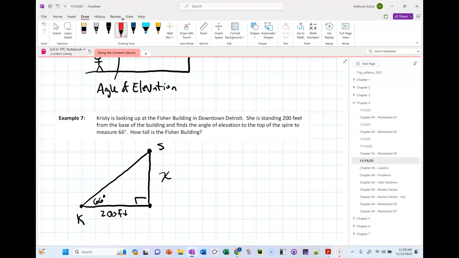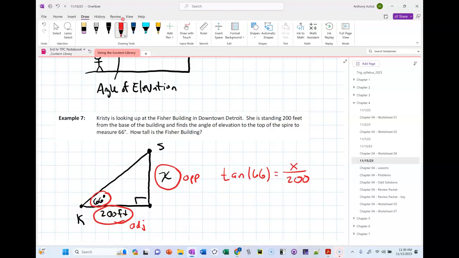So if we're using SOHCAHTOA, which sine, cosine, or tangent should we use? So relative to this angle, we know this side, which side is that? Opposite, adjacent, or hypotenuse? Okay. And we want to know this side. Which side is that? Opposite, adjacent, or hypotenuse? Opposite. So which trig function involves opposite and adjacent? TOA, that's tangent. So write tan of 66 equals opposite over adjacent.